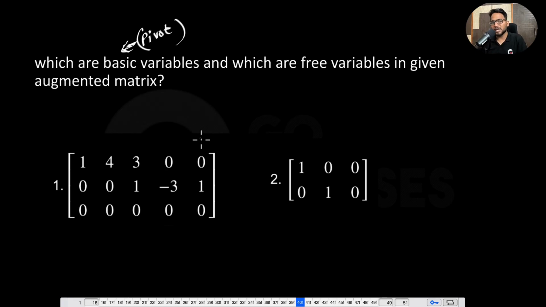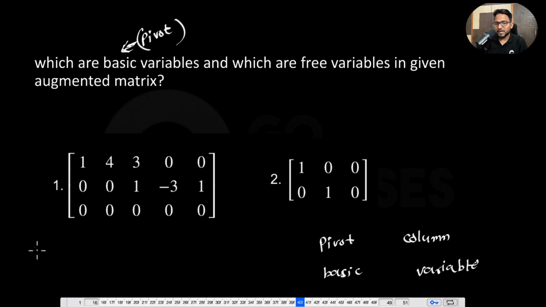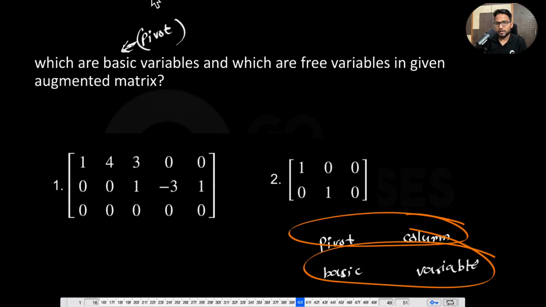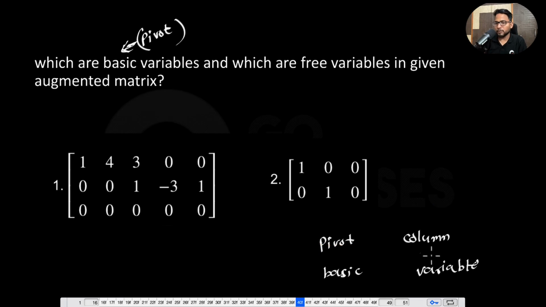Anyway, we will be using them interchangeably, which means either I can say basic variable or I can say basic column. Similarly, I can say pivot variable or pivot column. So basically there are two terms, pivot and basic, and two terms, column and variable. Generally we say pivot column or basic variable. Both are the same.